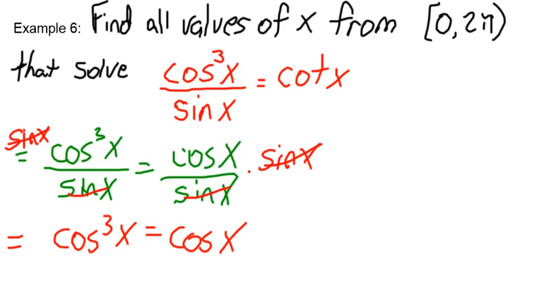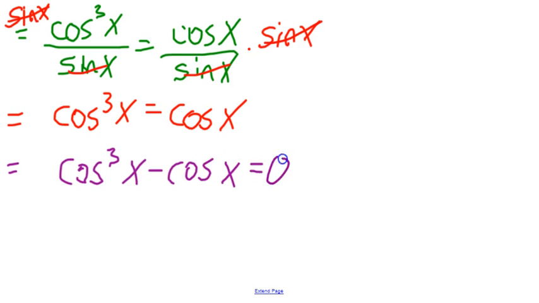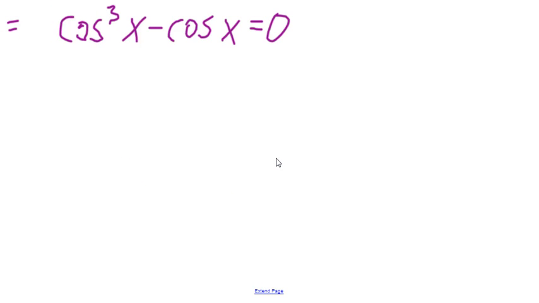which if we're trying to solve, I want to set this equal to 0. So if I subtract cosine x to the other side, we get cosine cubed x minus cosine x equal to 0. Looking at those two terms, it should be easy to recognize that they have a cosine x in common.